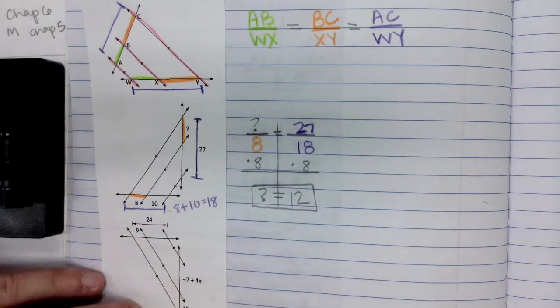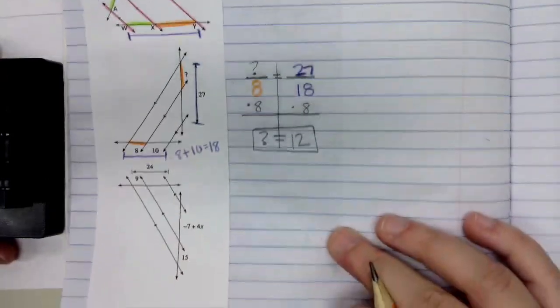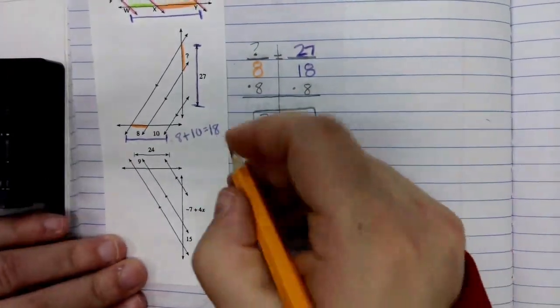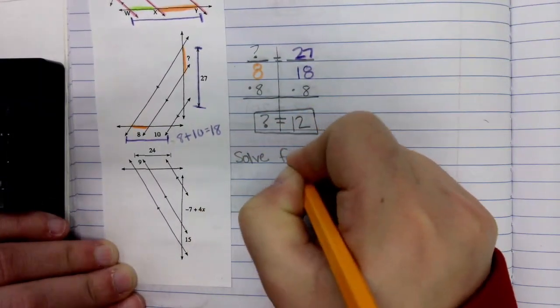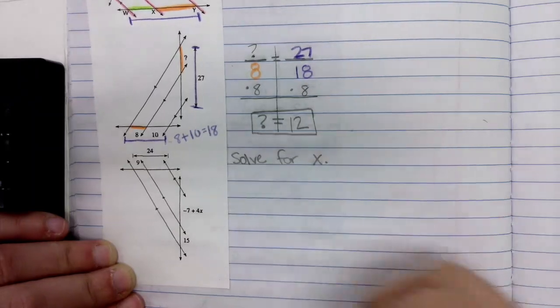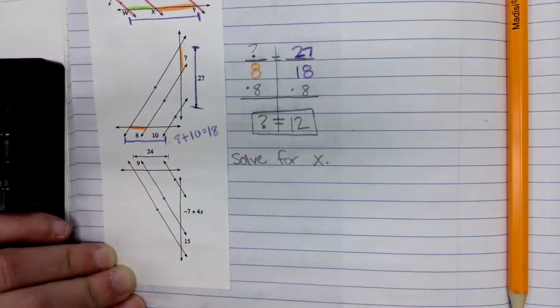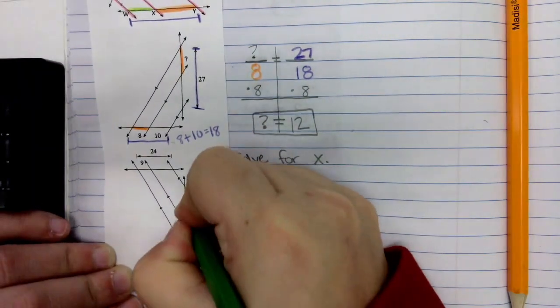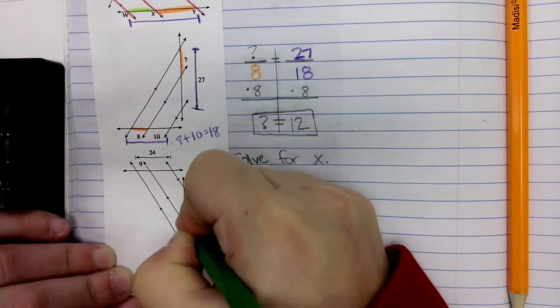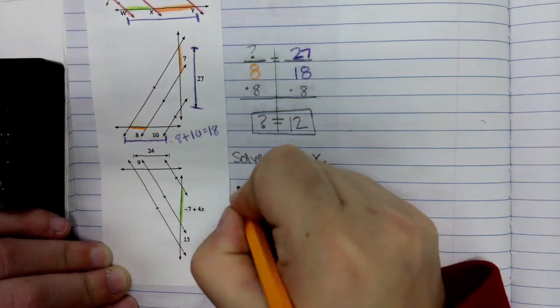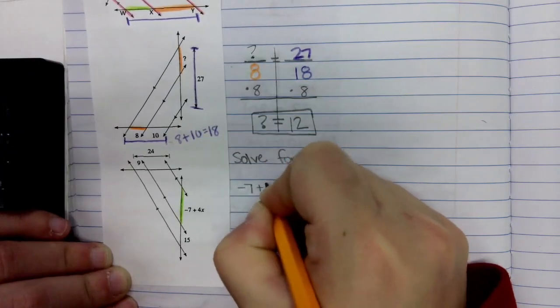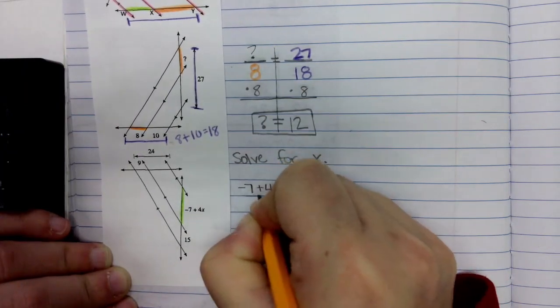Alright, last one here. This one, we have to actually solve for x, would be our directions. So I'm going to first locate that x and where that is. It's right here. So I want that to be on top, because that's my unknown, negative 7 plus 4x over.